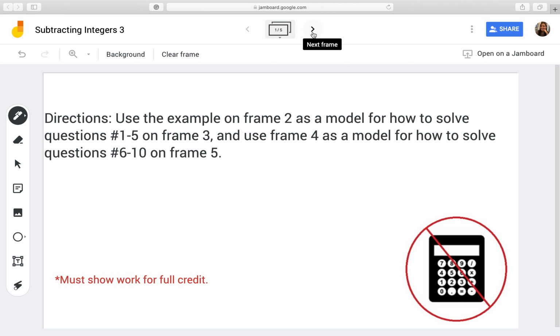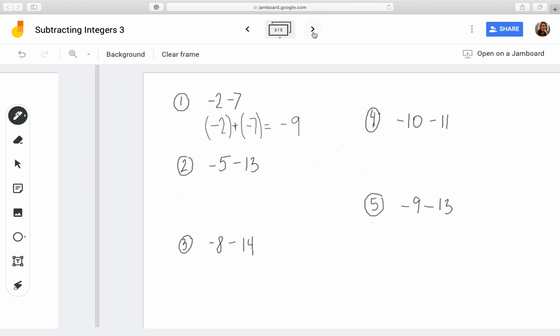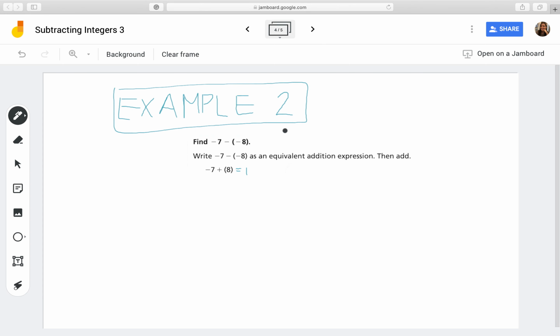So now let's take a look at frame 4. Frame 4 is our second example. It asks us to find -7 minus -8. We have to write -7 minus -8 as an equivalent addition expression, then add. So -7 minus -8 is going to be the same as -7 plus 8. That's the equivalent addition expression, right?